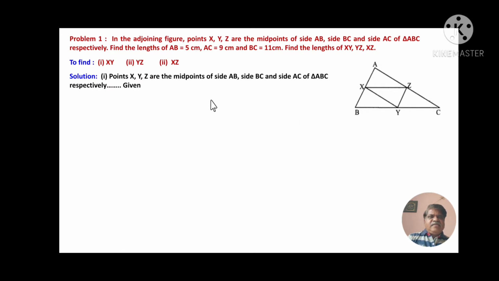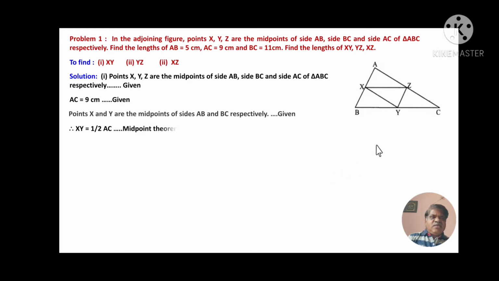Points X, Y, Z are the midpoints of side AB, side BC and side AC of triangle ABC respectively. It is given. AC is equal to 9 cm. Points X and Y are the midpoints of side AB and BC respectively. Therefore, we can write XY is equal to half of AC, by the midpoint theorem. Therefore, XY is equal to half into 9, that is 4.5 centimeter.